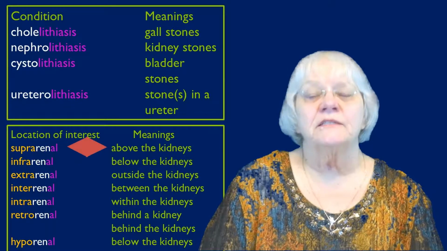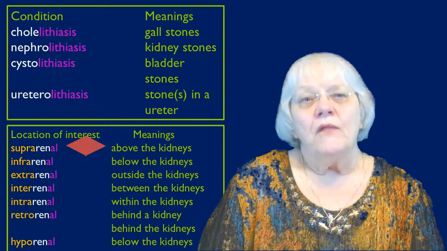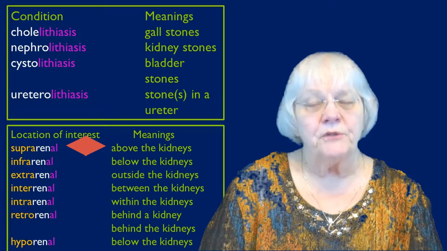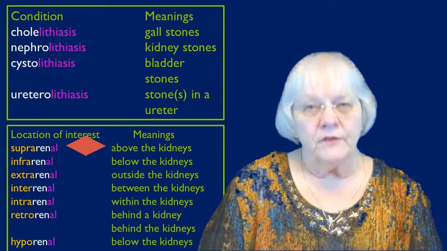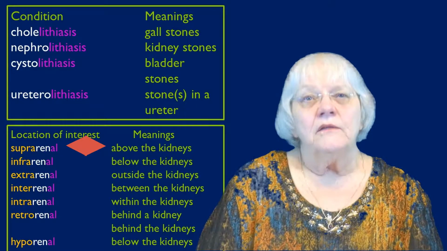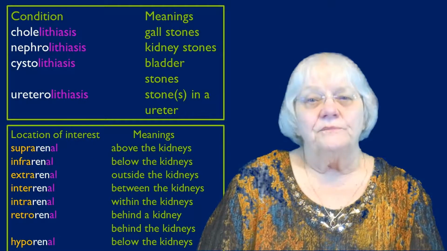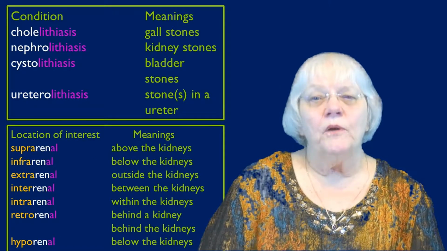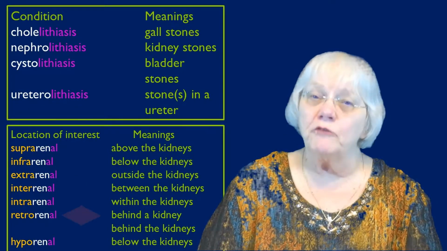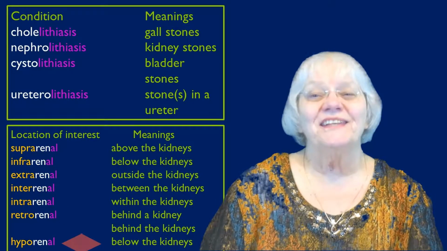Suprarenal, infrarenal, etc. Incidentally, the word suprarenal, which means above the kidney, that word is a word for the adrenal glands. You may have heard of the adrenal glands. They produce cortisol. Another word for them is the suprarenal glands. I think in England they actually call the adrenal glands the suprarenal glands. So you can keep going. You can see we have interrenal, which would be between the kidneys, retrorenal behind the kidneys, hyporenal or infrarenal below the kidneys.